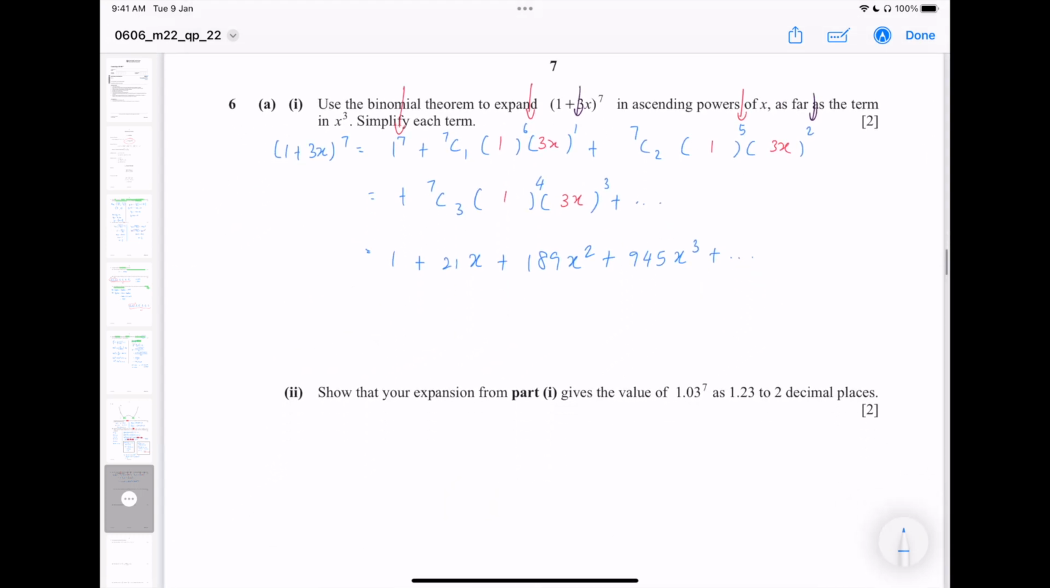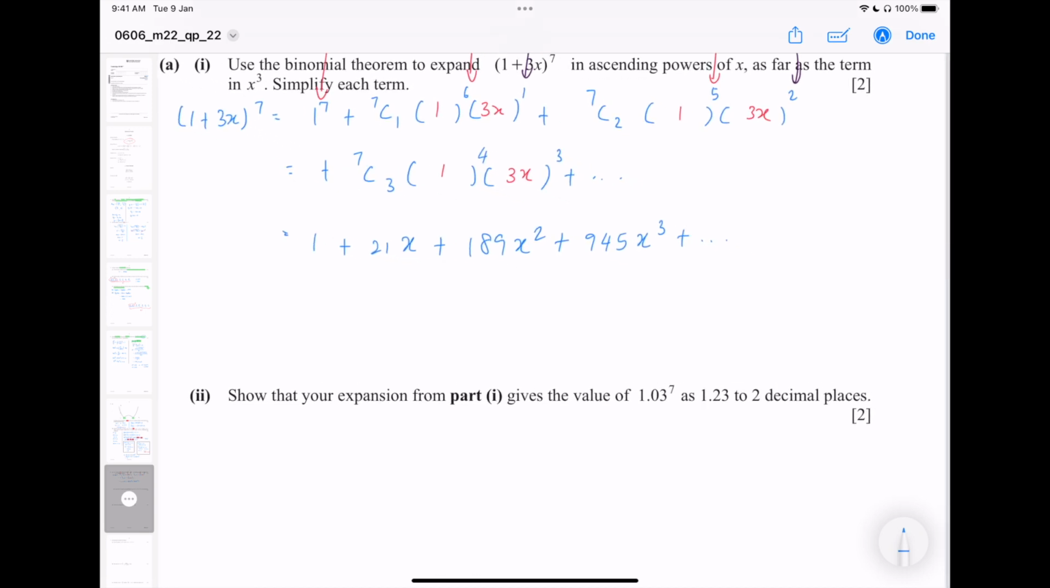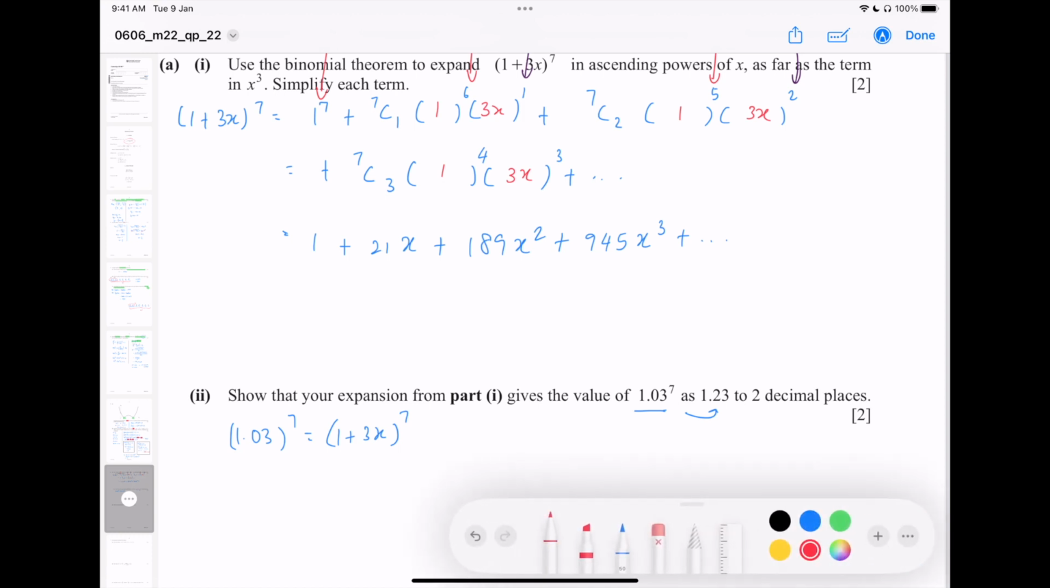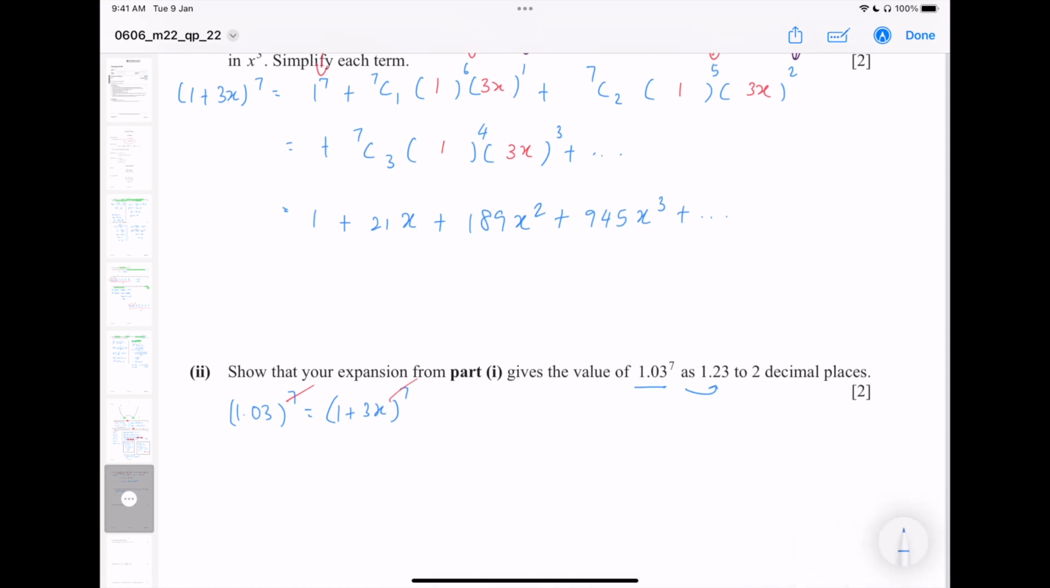Alright, let's keep going. Show that your expansion gives the value of this equaling that. The problem is I don't have 1.03 to the power 7. I have a formula for it. If I equate them, I get to use the expansion. Let me show you what I mean. 1.03 to the power 7, this is what I'm trying to find. I have 1 plus 3x to the power 7. If I equate them, I will manage to get x. Okay, both power 7 I can cancel, and both I can minus 1, so 0.03 equals 3x, which means x equals 0.01.